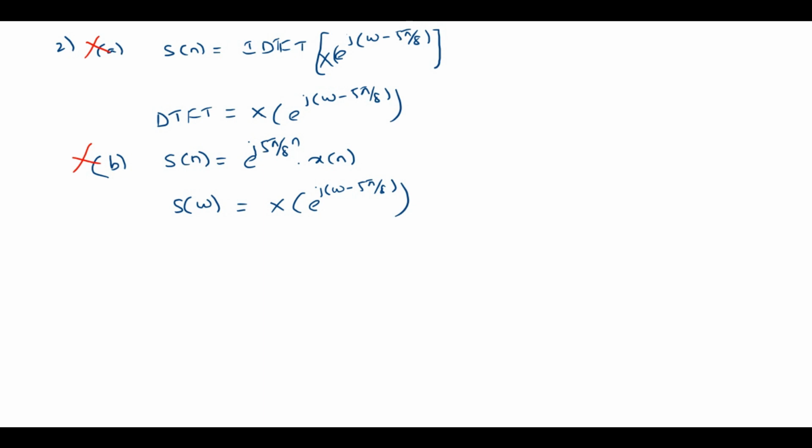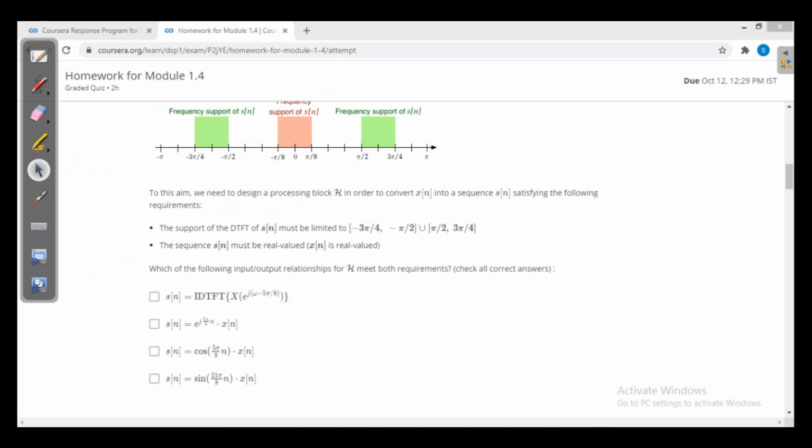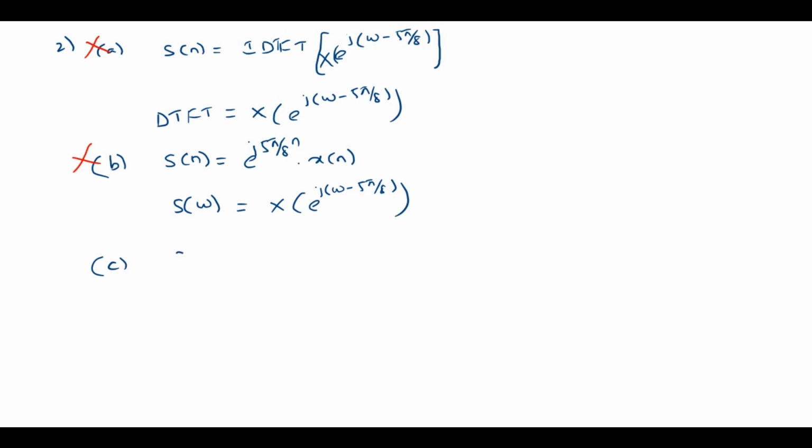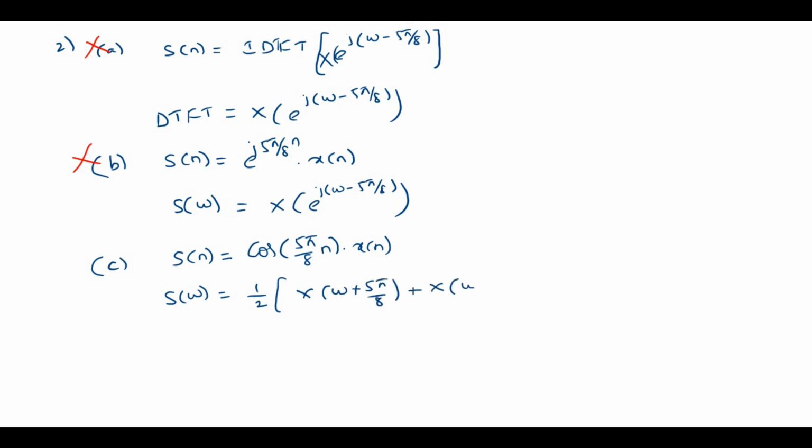Now, the third option, s of n is equal to cos of 5 pi by 8 n into x of n. The DTFT of s of n is S of omega, which is equal to, using the modulation property, 1 by 2 into X of omega plus 5 pi by 8 plus X of omega minus 5 pi by 8.